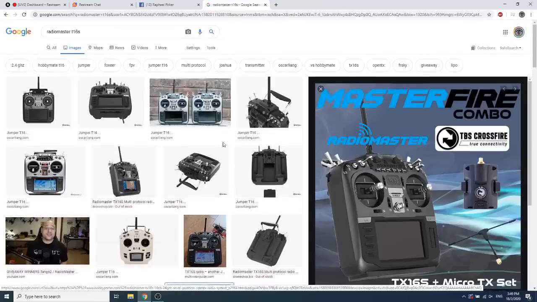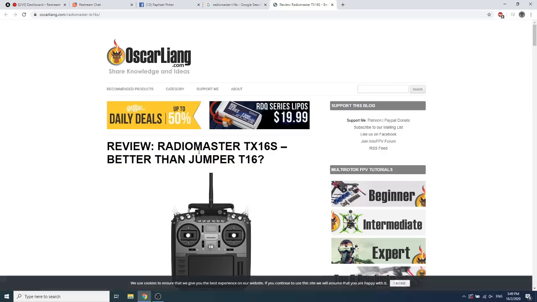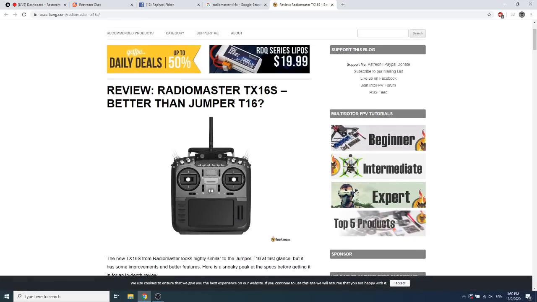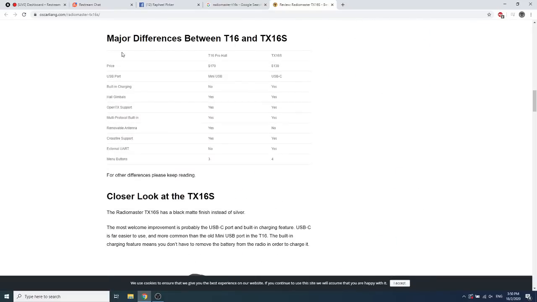So now we can show off the Radio Master. Yeah, so this is the one that we were looking at. It does look like there is M9 gimbals. Let's see what Oscar has to say about it. What does Oscar have to say about it? Better than the Jumper T16. Features, specifications, major differences.